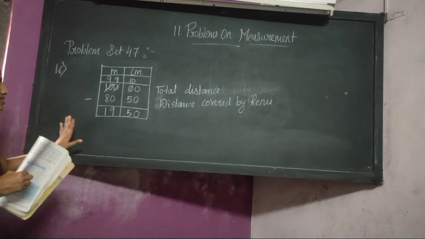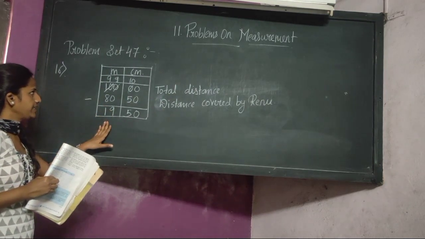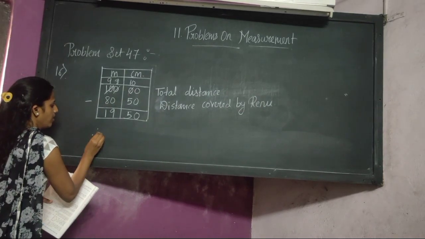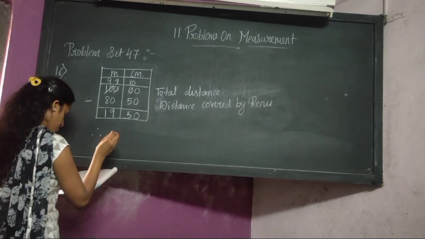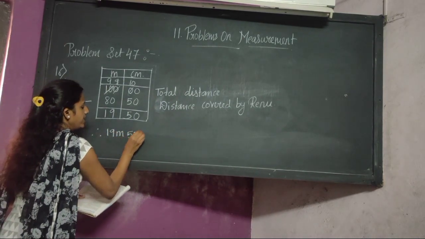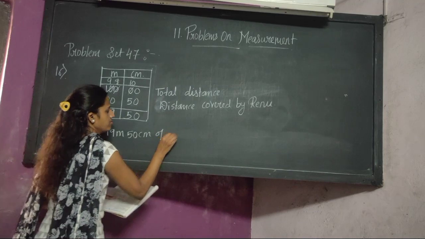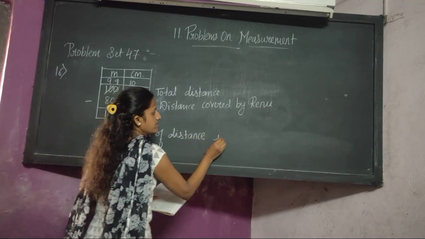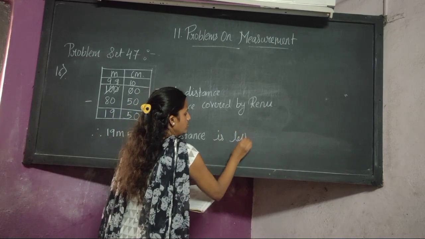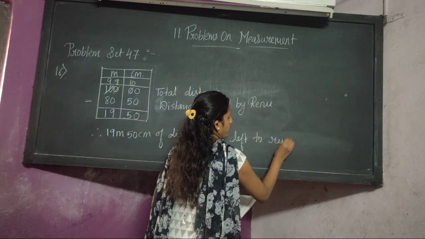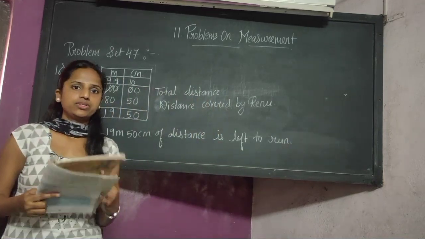That means how much distance is left for run? That is 19 meter, 50 centimeter. Just write down the final statement. Therefore, 19 meter, 50 centimeter of distance is left to run. Hope you understood this question.